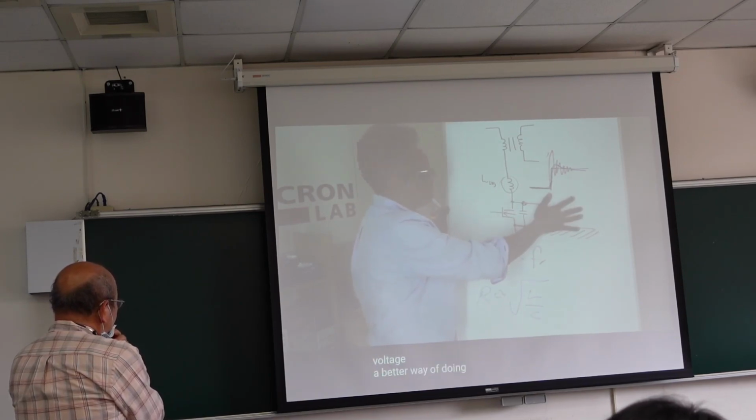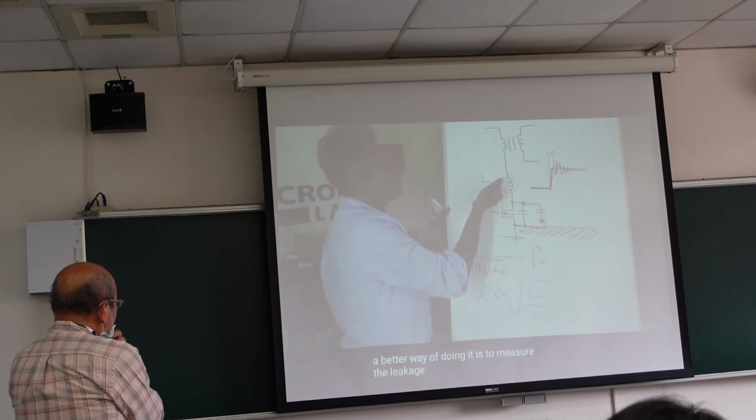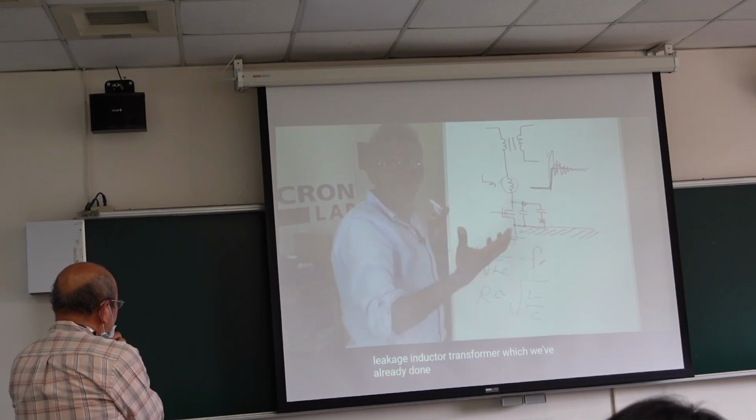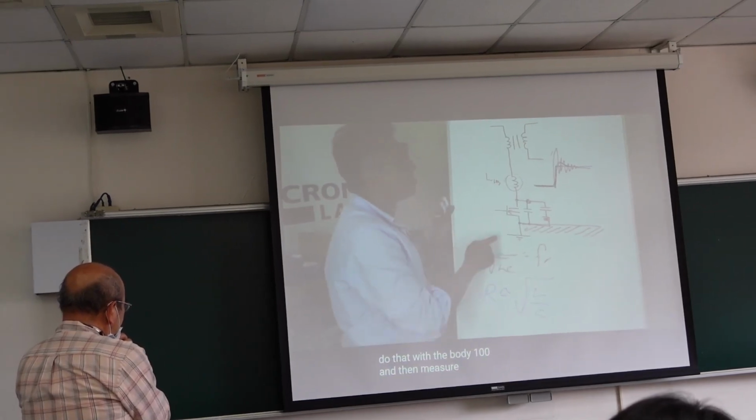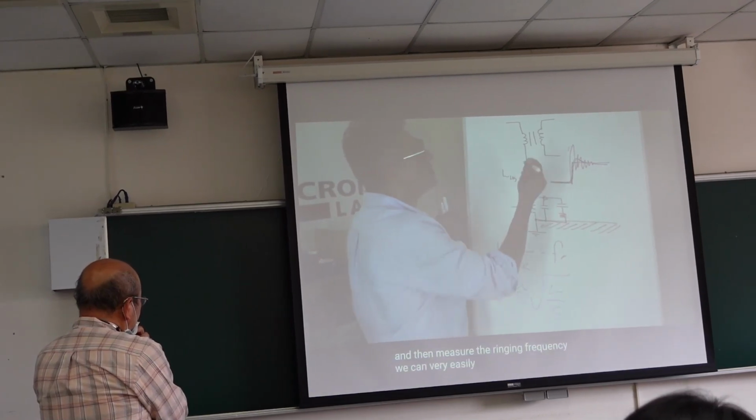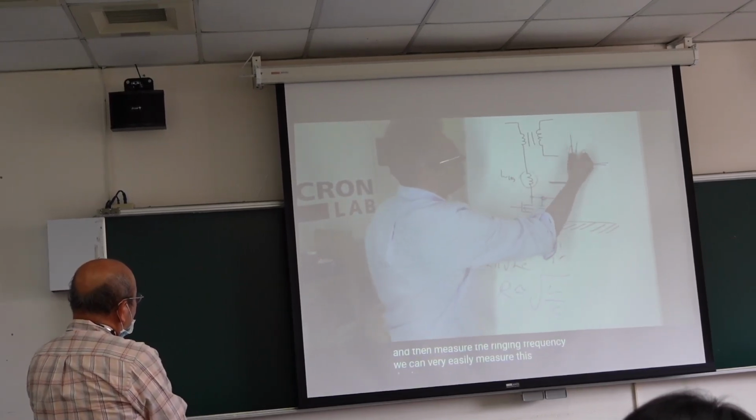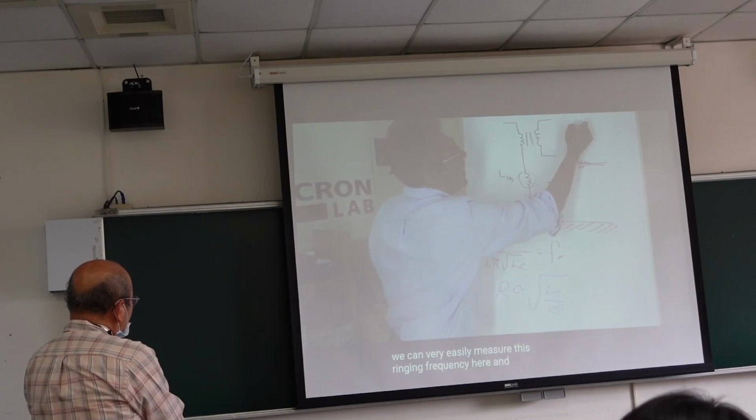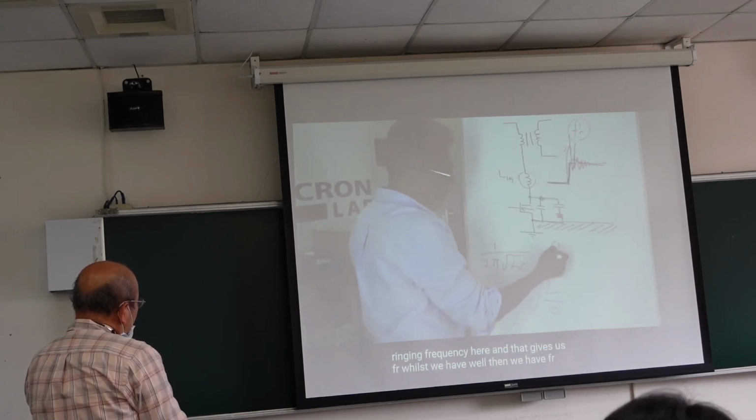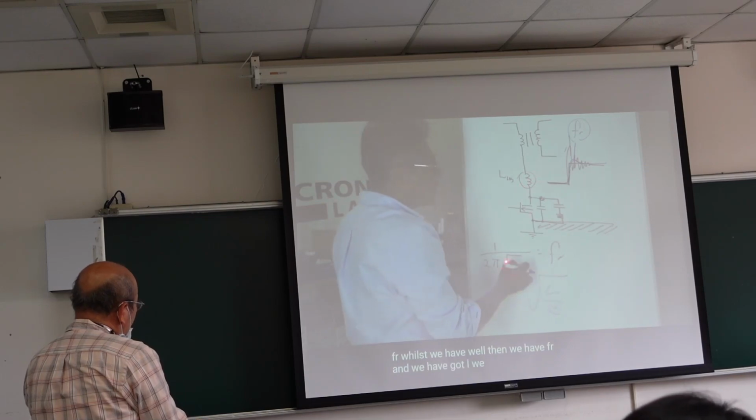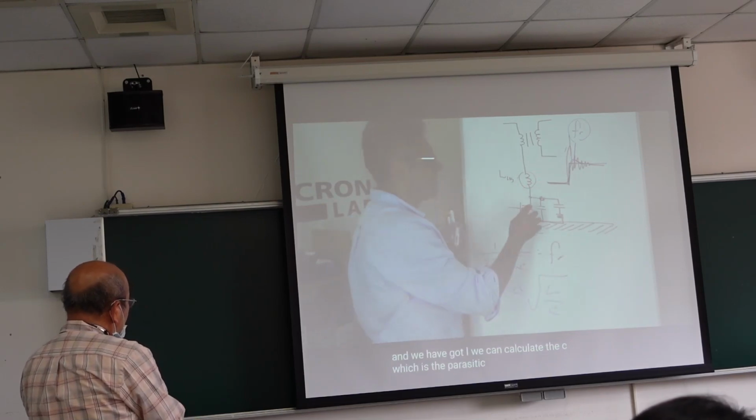A better way of doing it is to measure the leakage inductance of the transformer, which we've already done in a previous video. We can do that with a Bode 100, and then measure the ringing frequency. We can very easily measure this ringing frequency here, and that gives us FR. Once we have FR, we can take L leakage and calculate C, which is the parasitic C here.